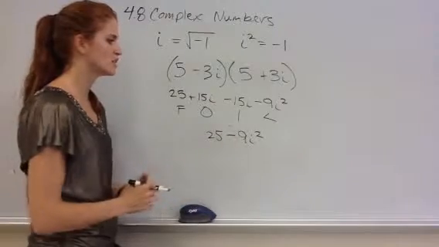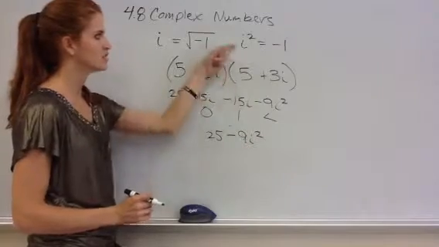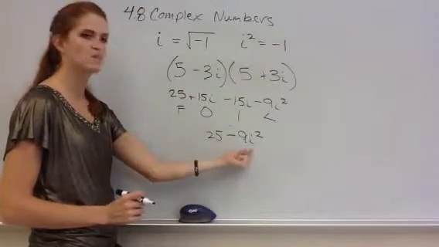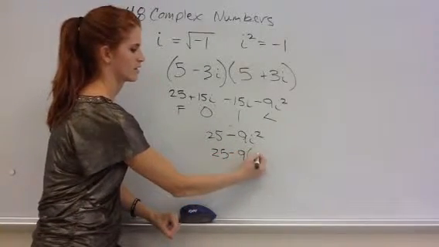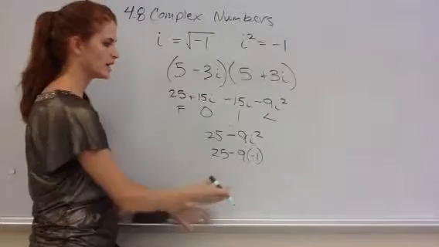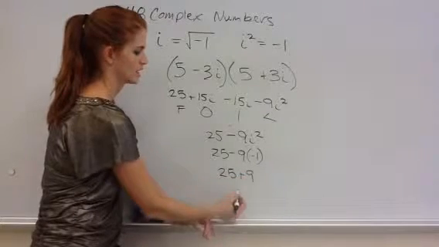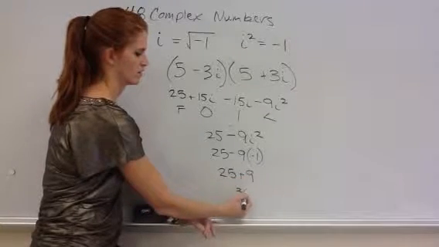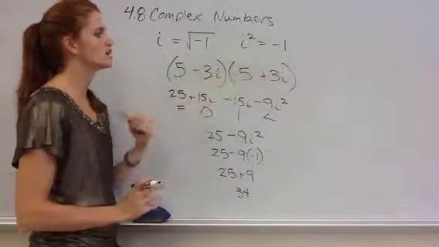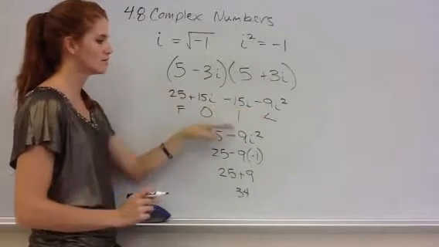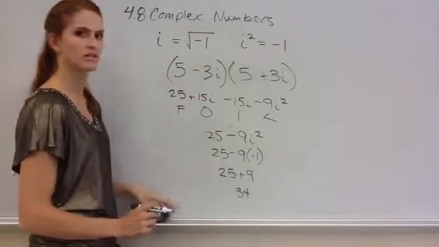Now, when we have imaginary numbers, we don't like them to be squared, because we know that i squared is just negative 1. So whenever you see an i squared, you just put a negative 1 in. Now we evaluate. The 9 times the negative 1 is going to give me a positive 9. And I get 34. So when you multiply your two imaginary numbers, you FOIL it out, combine your like terms. If you see i squared, you replace it with a negative 1, and then that's your answer.